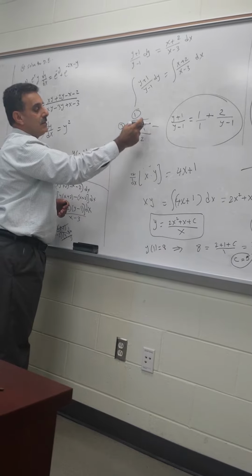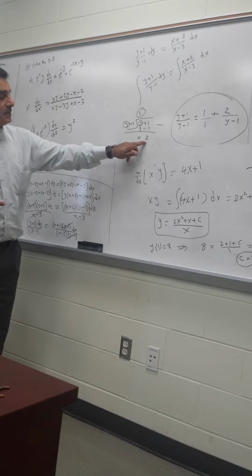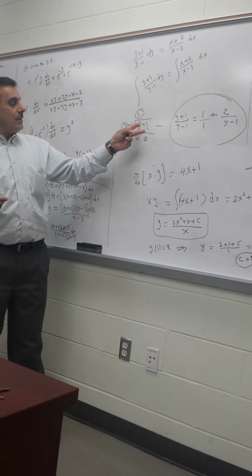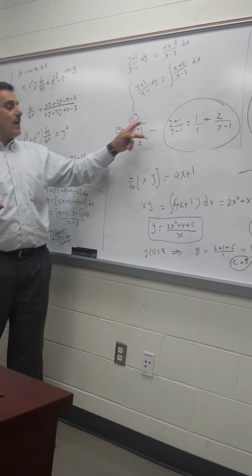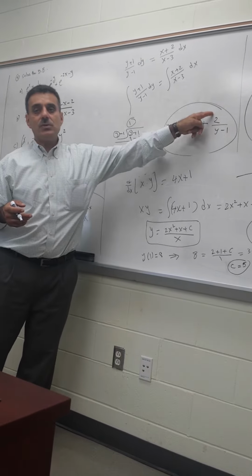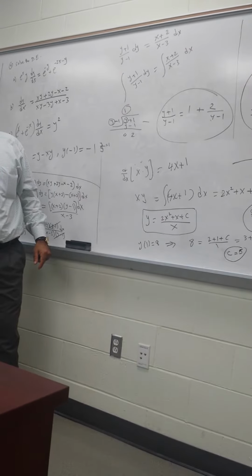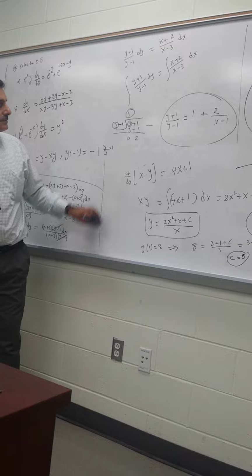y minus y is 0. 1 minus minus 1, that's 1 plus 1, which is 2. So this is called the remainder, this is the quotient. Which means, if I take y plus 1 divided by y minus 1, my quotient is 1, and my remainder is 2 divided by the divisor, y minus 1. So that's how we write the results from the long division.